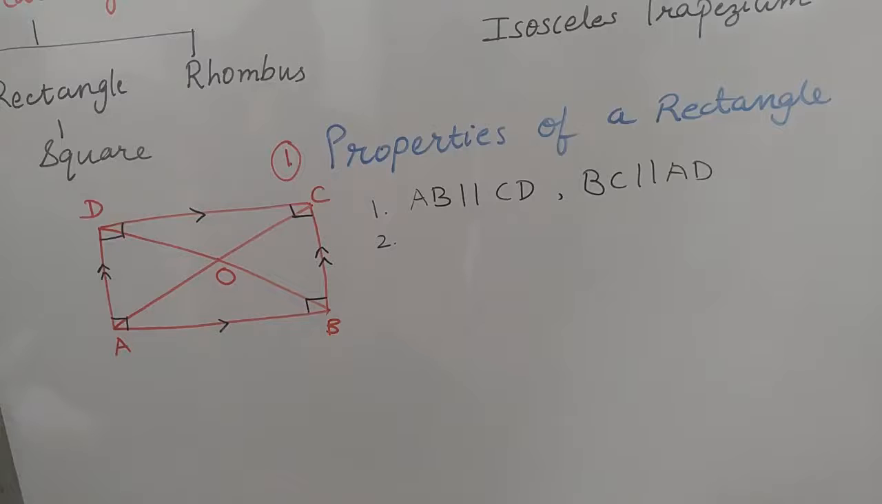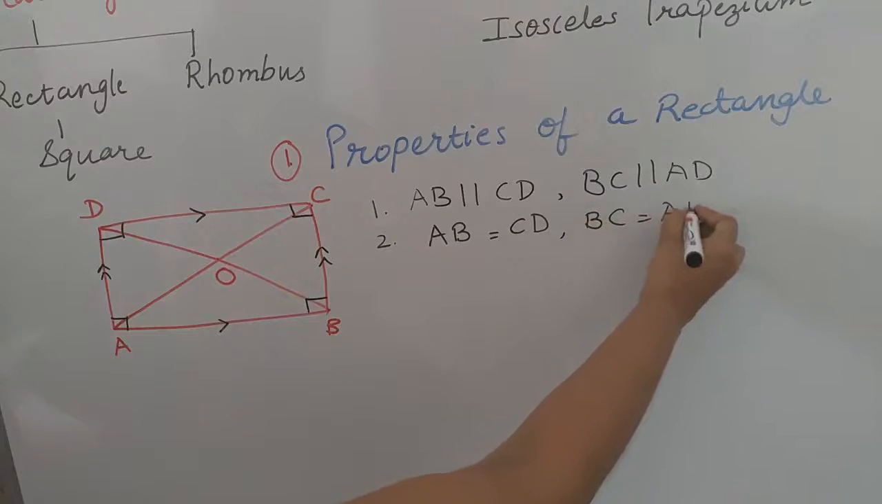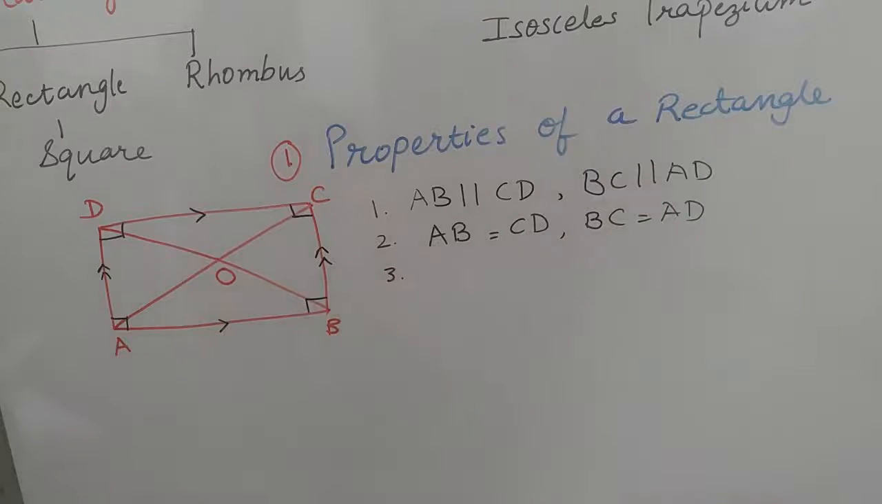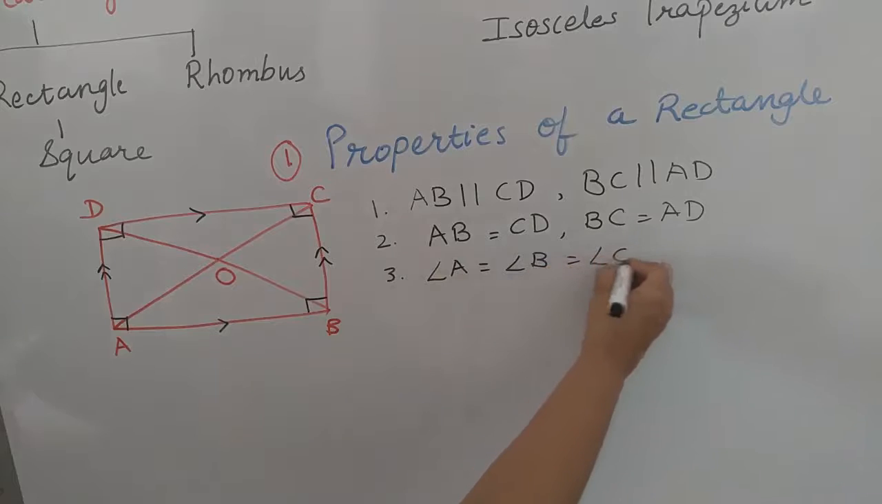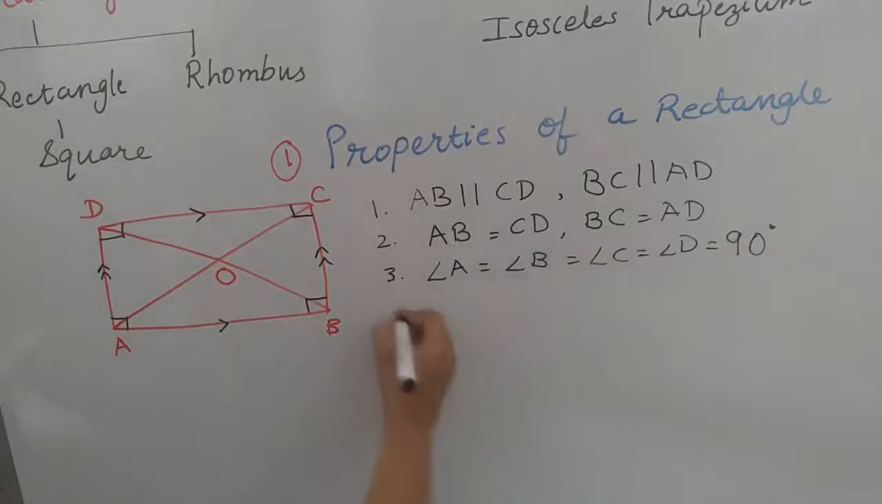Secondly, we can write the opposite sides are equal, meaning AB is equal to CD and BC is equal to AD. So always in a rectangle, the opposite sides are equal. Then you can see in the figure all angles are of 90 degrees and they are all equal. So angle A is equal to angle B is equal to angle C is equal to angle D.